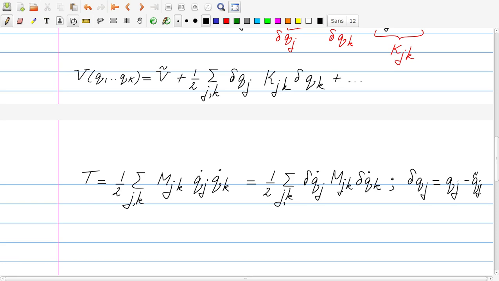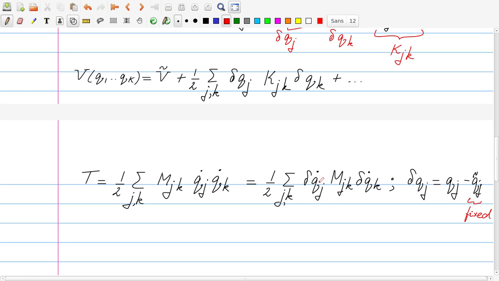In order to highlight the similarity of the expansion for V and T, we have repeated here the expression for T, and then we have written it also in terms of the delta q_j dot rather than the q_j dot themselves. We can do that because delta q_j is defined as q_j minus q_j tilde. Now q_j tilde is the position of the generalized coordinate j at equilibrium, so that is a fixed, time independent value, and therefore when we take the derivative with respect to time, it disappears and I can identify the q_j dot with the delta q_j dot.